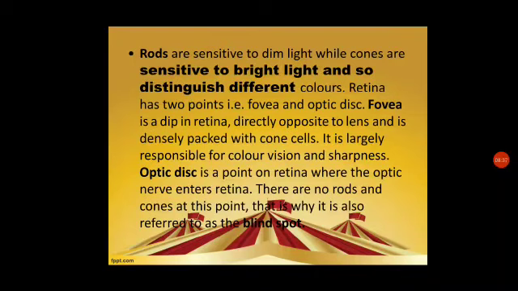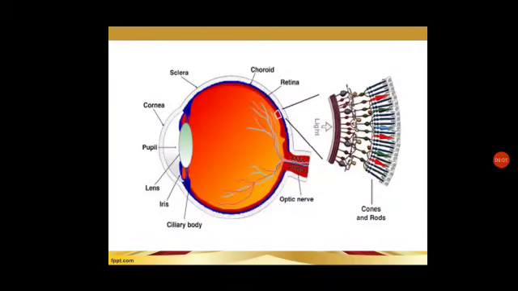The optic disc is a point on the retina where the optic nerve enters the retina. There are no rods and cones at this point. This is why it is also called the blind spot. You can say here is one spot where there are no rod cells, no cone cells, so we can say this is the blind spot. Here you can see the optic nerve, and in the center of the optic disc is the blind spot. There are rods and cones, and both types of cells are sensitive to different intensities of light.